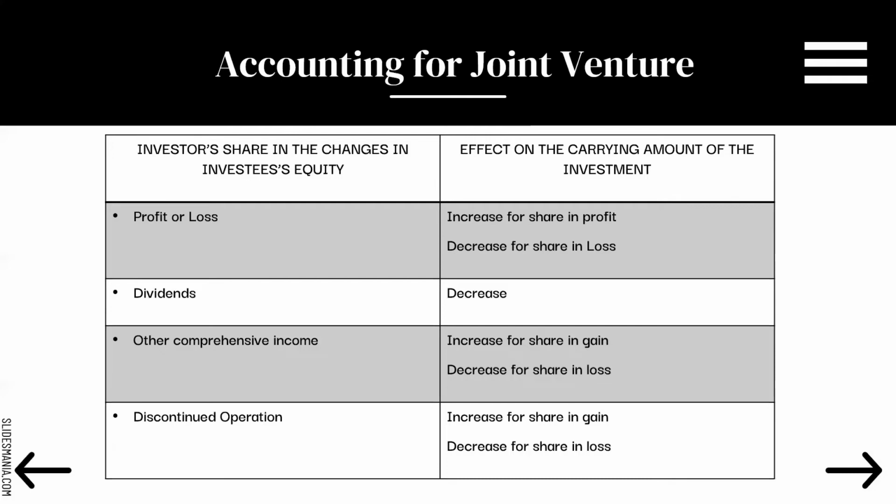If there is other comprehensive income such as revaluation of property, plant, and equipment, foreign exchange translation differences, etc., the share in the gain will increase the carrying amount of the investment, but the share in the loss will decrease the carrying amount of the investment. If there are discontinued operations, the share in the gain will increase the carrying amount of the investment in joint venture, but the share in the loss will decrease the carrying amount of the investment in joint venture.